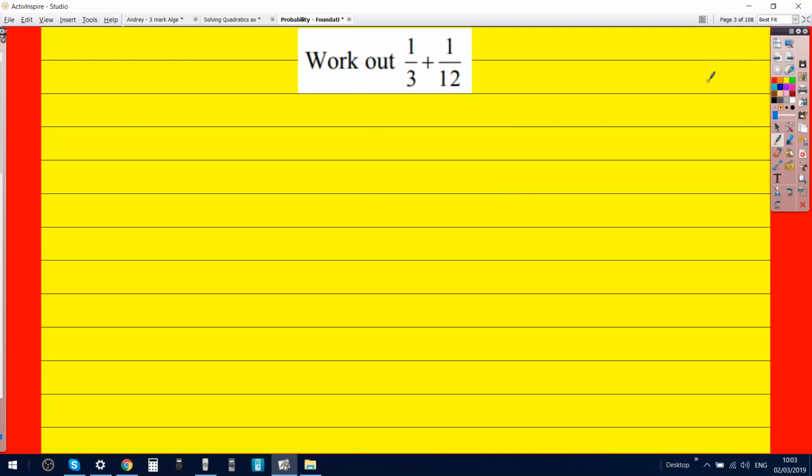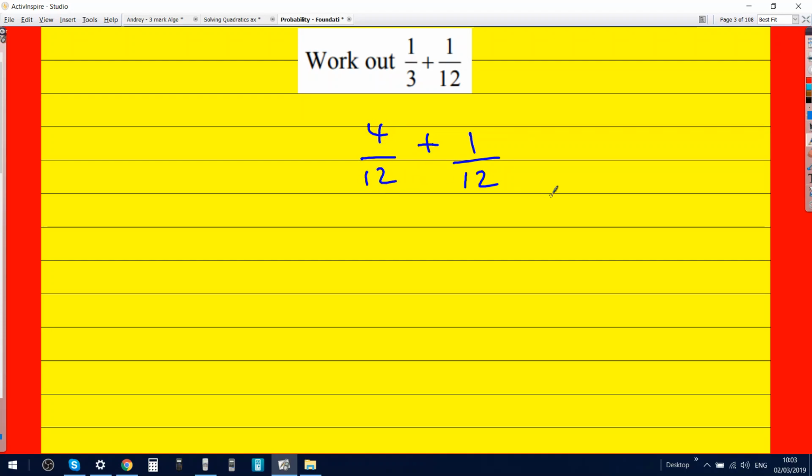This one. That's when you have to keep the denominator the same, isn't it? Because 12's already a multiple of 3, can we keep that one the same? So we only have to times 1 over 3 by 4, so that would be 1 over 12 add 4 over 12. So that would be 5 over 12.